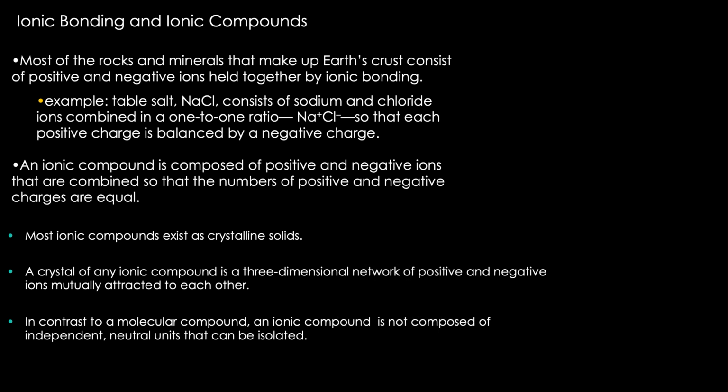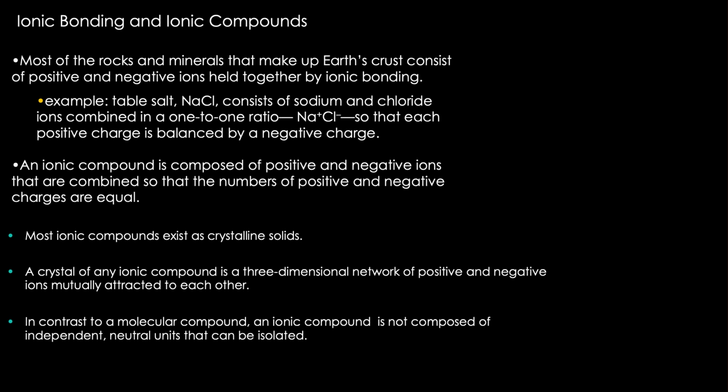Ionic bonding and ionic compounds. So, most of the rocks and minerals that make up Earth's crust consist of positive and negative ions held together by ionic bonding. Example, table salt, NaCl, consists of sodium and chlorine ions combined in a 1-to-1 ratio, Na+ and Cl-, so that each positive charge is balanced by a negative charge.